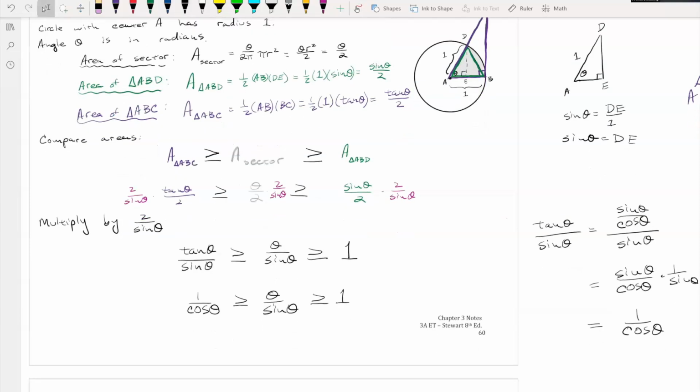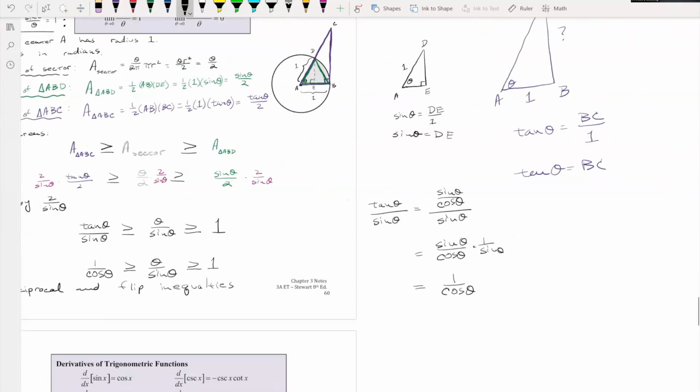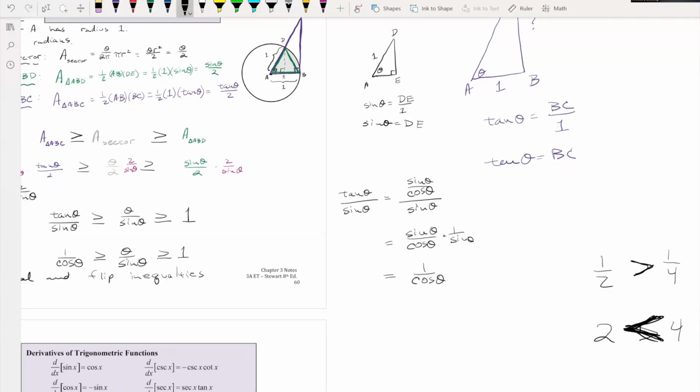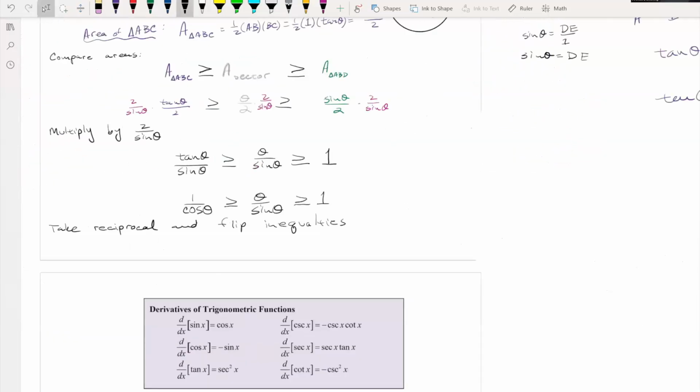Now we're going to take reciprocals and flip inequalities. And we're almost done with this thing. But just real quick, so we're clear, if I told you that 1/2 was bigger than 1/4, you would agree with that. But as soon as I took reciprocals, it's no longer true, right? So you've got to flip the inequality so it's still true, okay? So that's the same thing we're going to do here. We're going to take the reciprocals and then flip the inequalities.